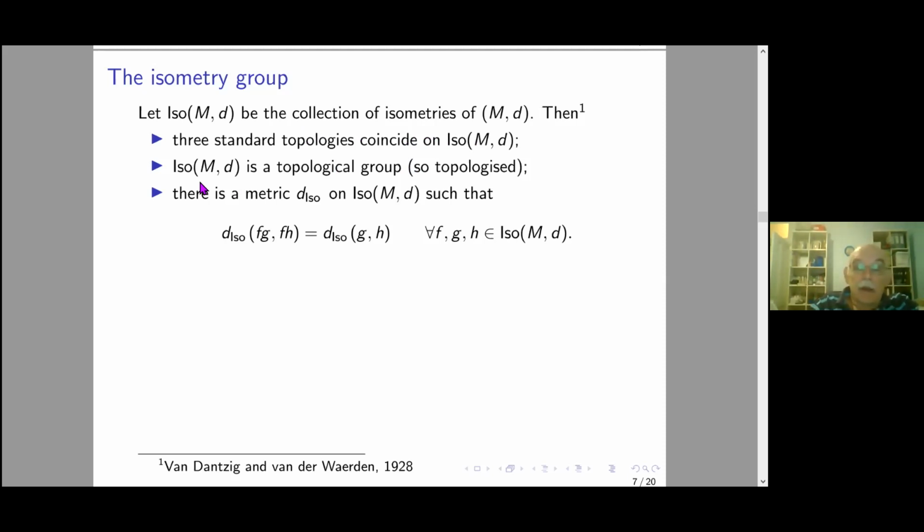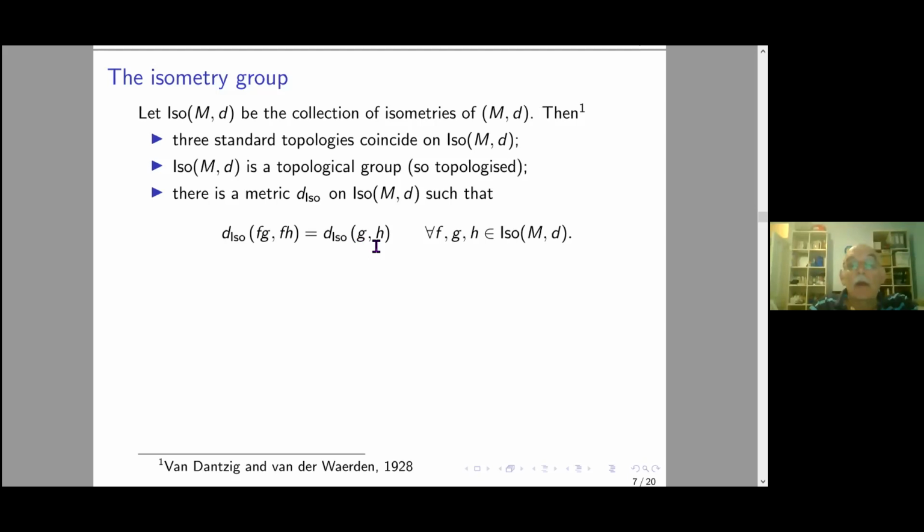That means that it's not only a group and a topological space, but there's also a nice interaction between the group structure and the topological structure. So it means that if I take the function of taking inverses of elements, that's a continuous function. And also taking products is a continuous function. So there's a nice interaction between the topology and the groups. And Van Danzig and Van der Waerden also discovered that we could put a metric on this that is another example of a left invariant metric.